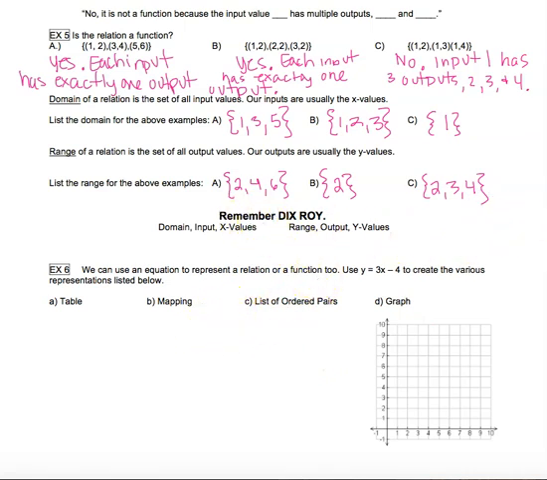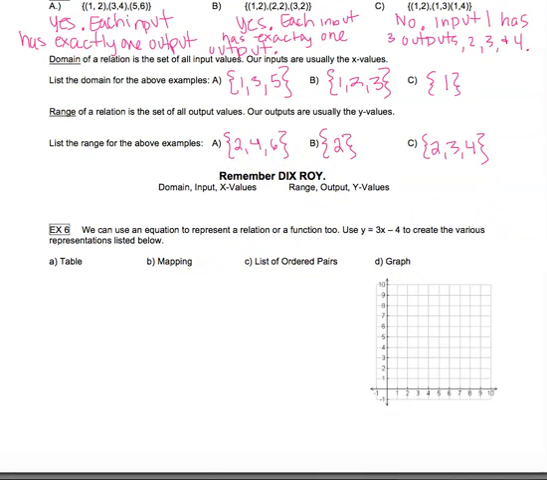So the phrase you want to remember, just like we use PEMDAS to remember order of operations, we want to remember Dix-Roy. And that stands for domain input x values. So DIX, domain input x values. Roy, range output y values. So that's what we want to remember is Dix-Roy, so you know which is which.